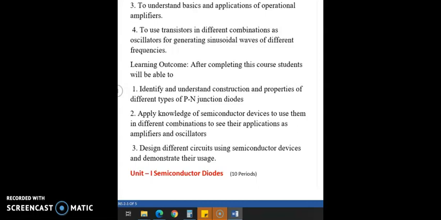But what is a semiconductor diode? Before that we should know what a semiconductor is and what the types of semiconductors are. All these things we should know in detail.